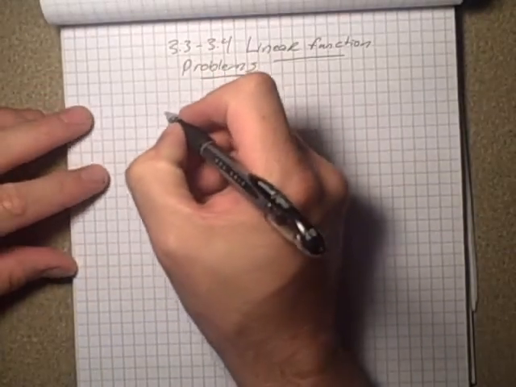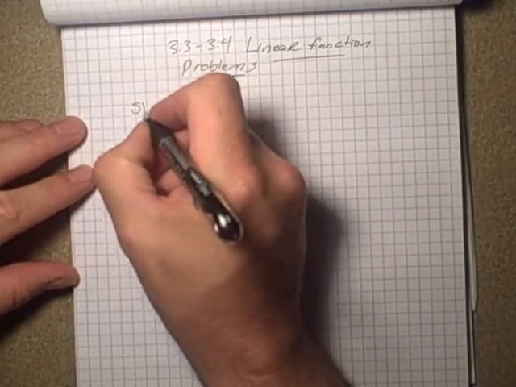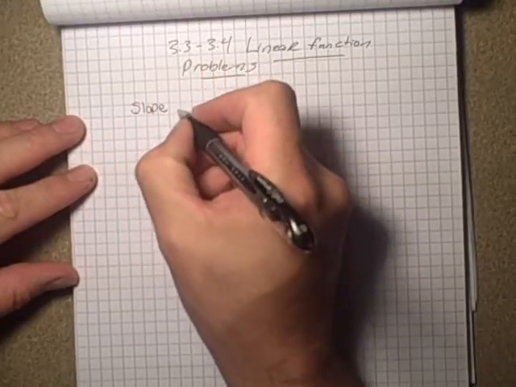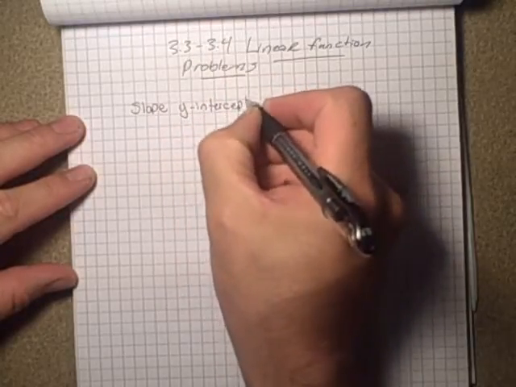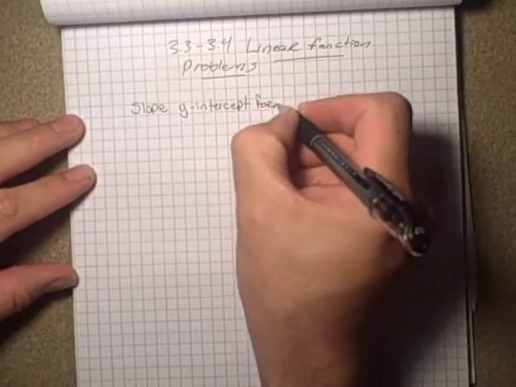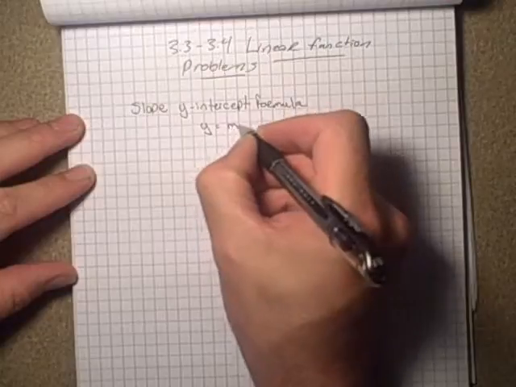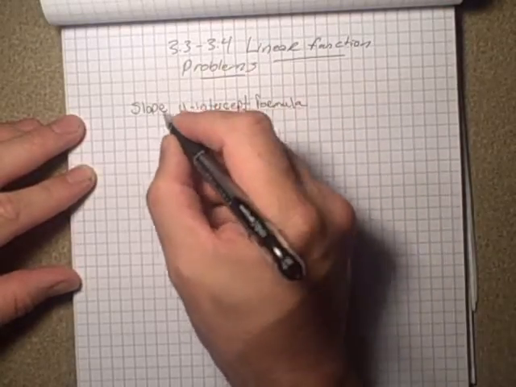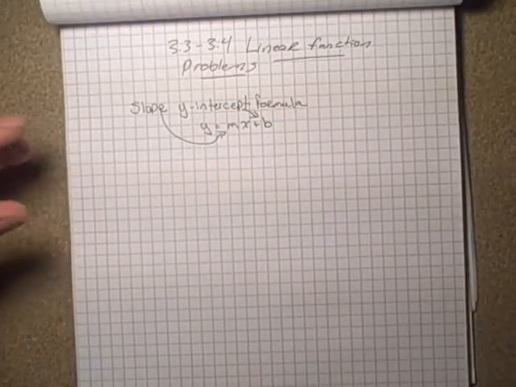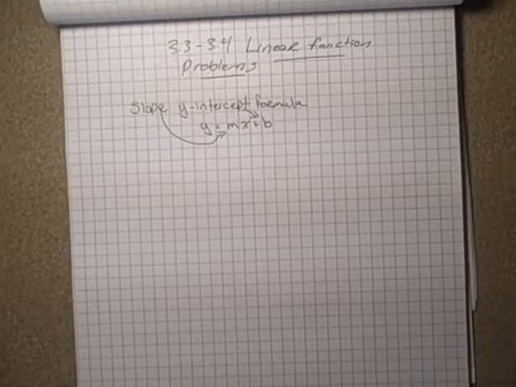So we have to recall some facts from the past, and that's the slope y-intercept formula. And that's y is equal to mx plus b, where b is the y-intercept and the slope is the m value. That's the form of a linear equation, or a line, where you have slope and y-intercept. The y-intercept, of course, is where the line would cross the y-axis.